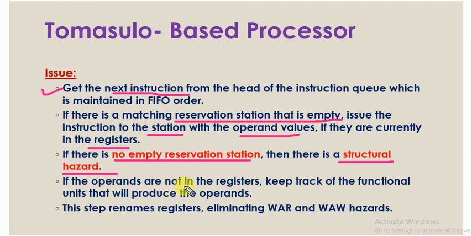If the operands are not in the registers, keep track of the functional units that will produce the results. If it is not available in the register, it has to wait until the results are produced, and then the results are made available from the register to the reservation station. And this step renames registers, eliminating WAR and WAW hazards. That is for avoiding the conflict on the result produced and stored into the same register names. We can call it register renaming.